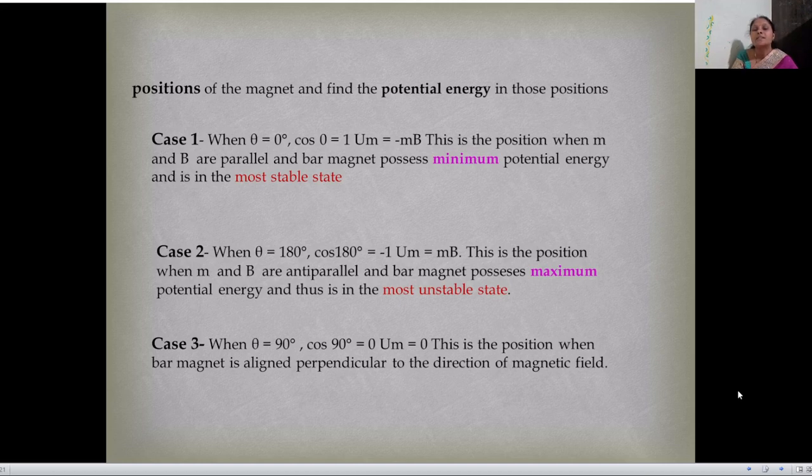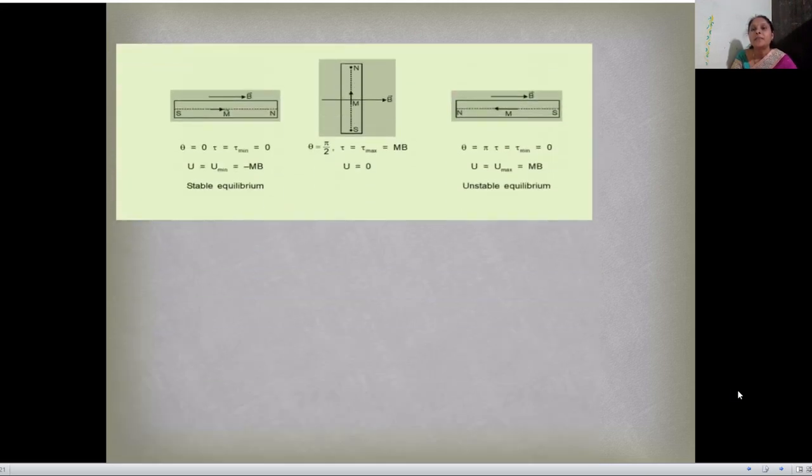The last case, case 3: when θ is equal to 90 degrees, cos 90 degrees is equal to 0, and therefore the potential energy is also 0. This is the position when the bar magnet is perpendicular to the direction of the magnetic field. Look at the figure here, showing the different angles θ.